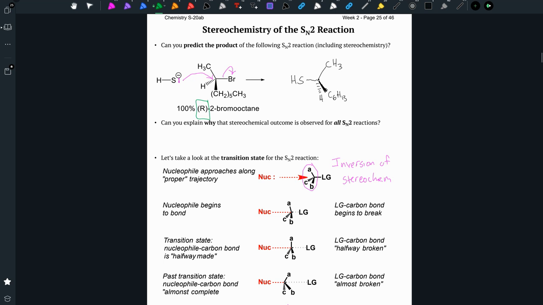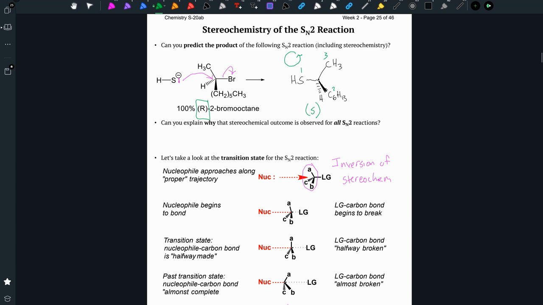Notice in my product, now I have priority 1, 2, 3. I'm going counterclockwise with hydrogen going back. And so that looks like a G. I'm just going to replace it with a spiral, counterclockwise with hydrogen going back. So now my product has S stereochemistry. So this is what we mean by inversion of stereochemistry.